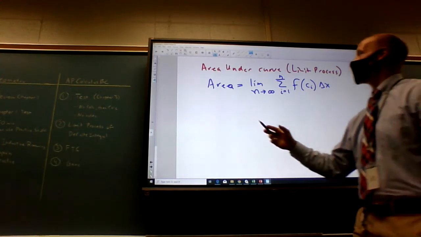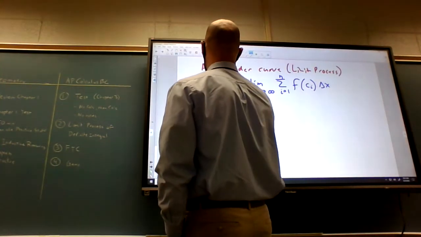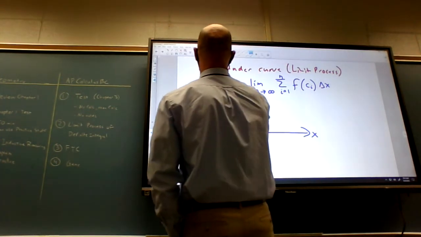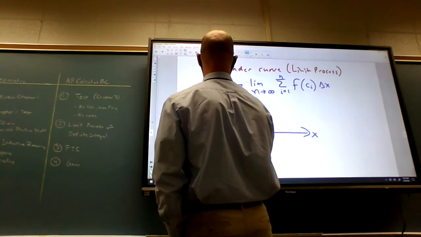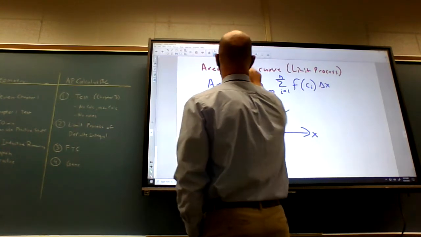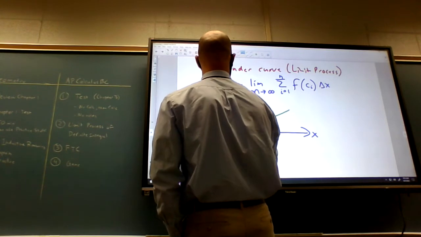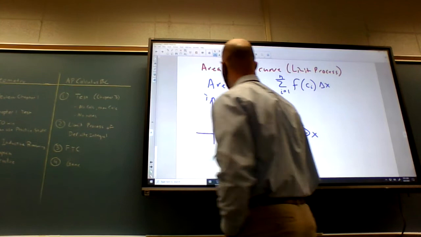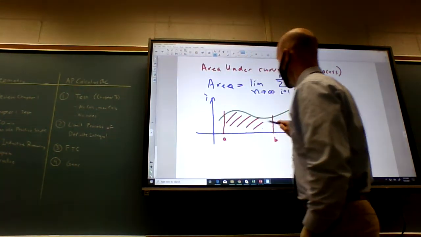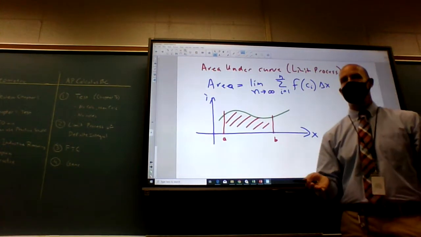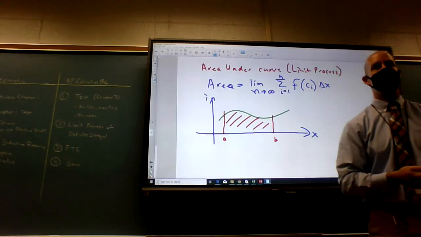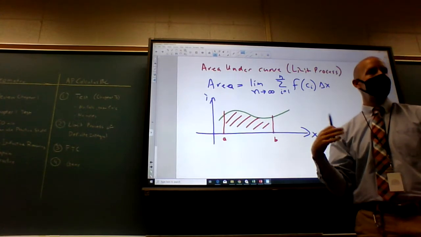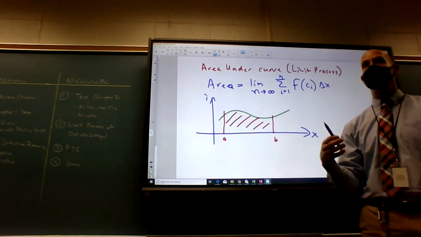Let's talk about this a little bit. So let's say that we've got this curve. Let's say that's x and that's y, and our curve does whatever it does, and we are interested in going from, let's say, A to B, and we want to find this area here. Now, you guys already know the fundamental theorem of calculus, but let's say you didn't know that. Well, we can actually use what we call Riemann sums or Riemann rectangles to get that answer.